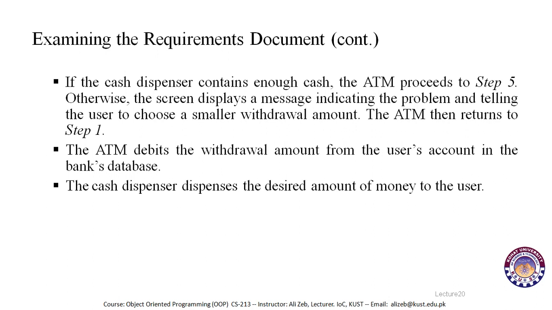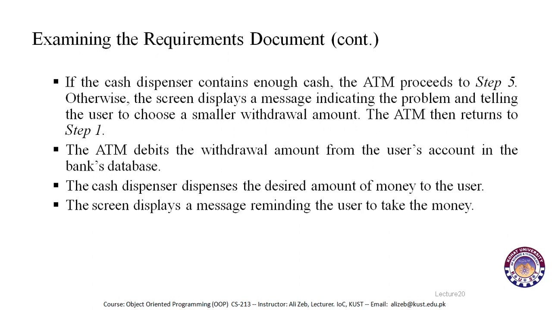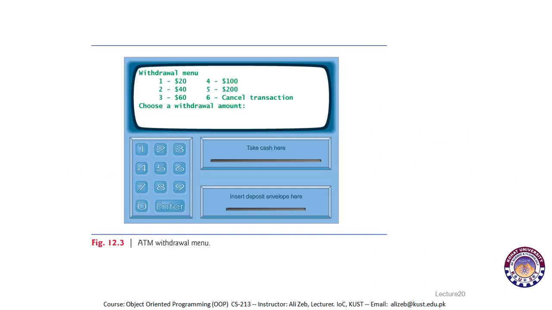The cash dispenser dispenses the desired amount of money to the user. The screen displays a message reminding the user to take the money, and some time would be provided to the user to collect the money. Now this is the screen that you would get when the user enters withdrawal, for example choice 1, that the user wants to, choice 2, that was to withdraw money. The user has a few options to choose from, and the user can also cancel the transaction.